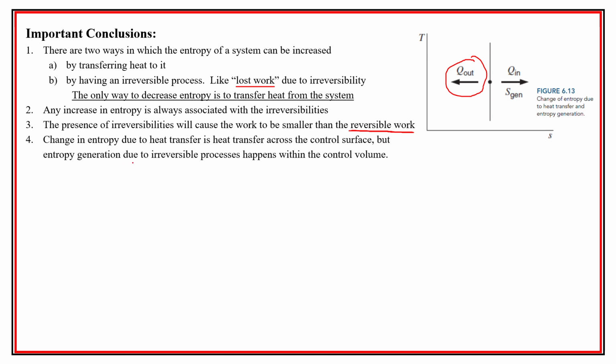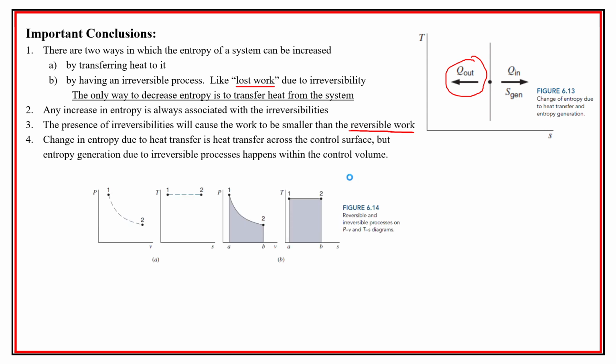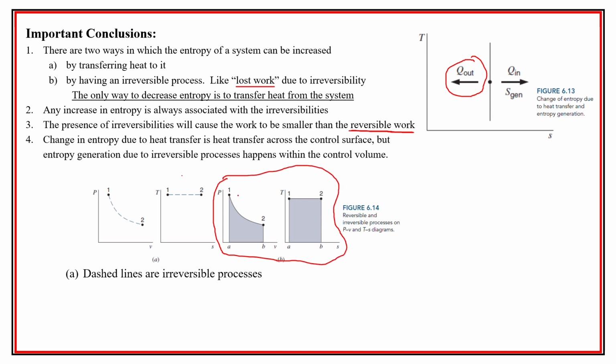But entropy generation due to irreversible processes happens within the control volume. So there's a big idea of where these entropy generations are taking place. Some of them are coming across the control volume, but the one that's because of irreversibility is within the control volume. And here is a pictorial statement right here.